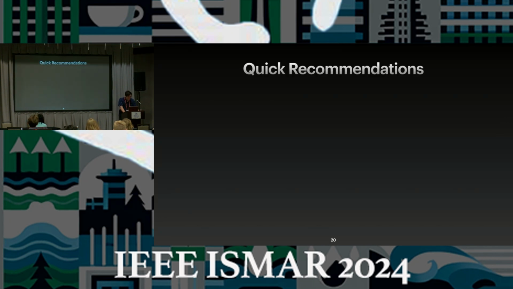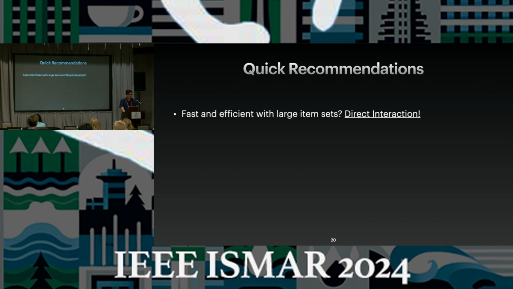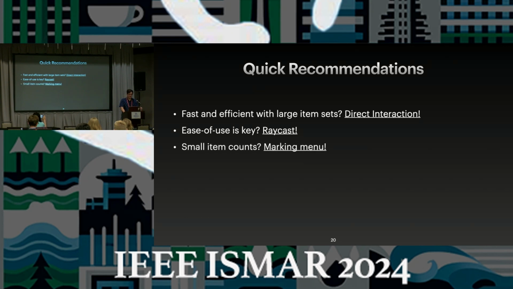There we go. So there's a lot more to read in the paper, but I'll leave you off with a couple of general recommendations. Implement direct input menus for fast and efficient interaction, especially when dealing with larger item sets. Use raycasting for menus where ease of use and user-friendliness are the main priorities. Opt for marking menus in scenarios with small item counts to take advantage of their performance benefits. Consider user comfort and minimal movement when designing for longer VR sessions, which might make raycasting a good choice.